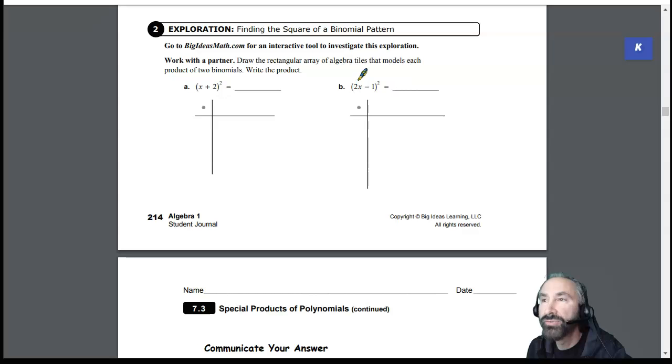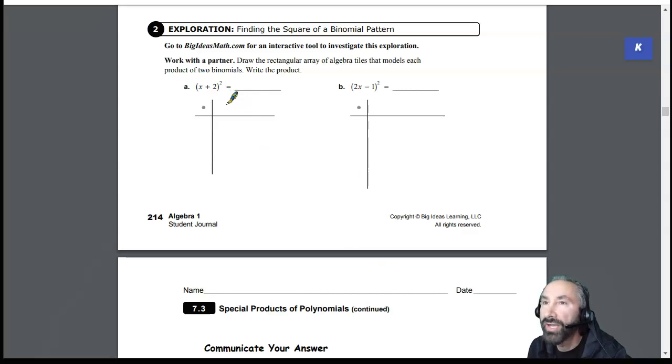This one over here is 2x minus 1 squared, and again, that is 2x minus 1 times 2x minus 1. Whatever we get is the product of multiplying two polynomials. Here they want us to write out the algebra tiles, so I'm going to do that real quickly. I'm going to try to do it right in front of you. Let's see if you guys can follow along.